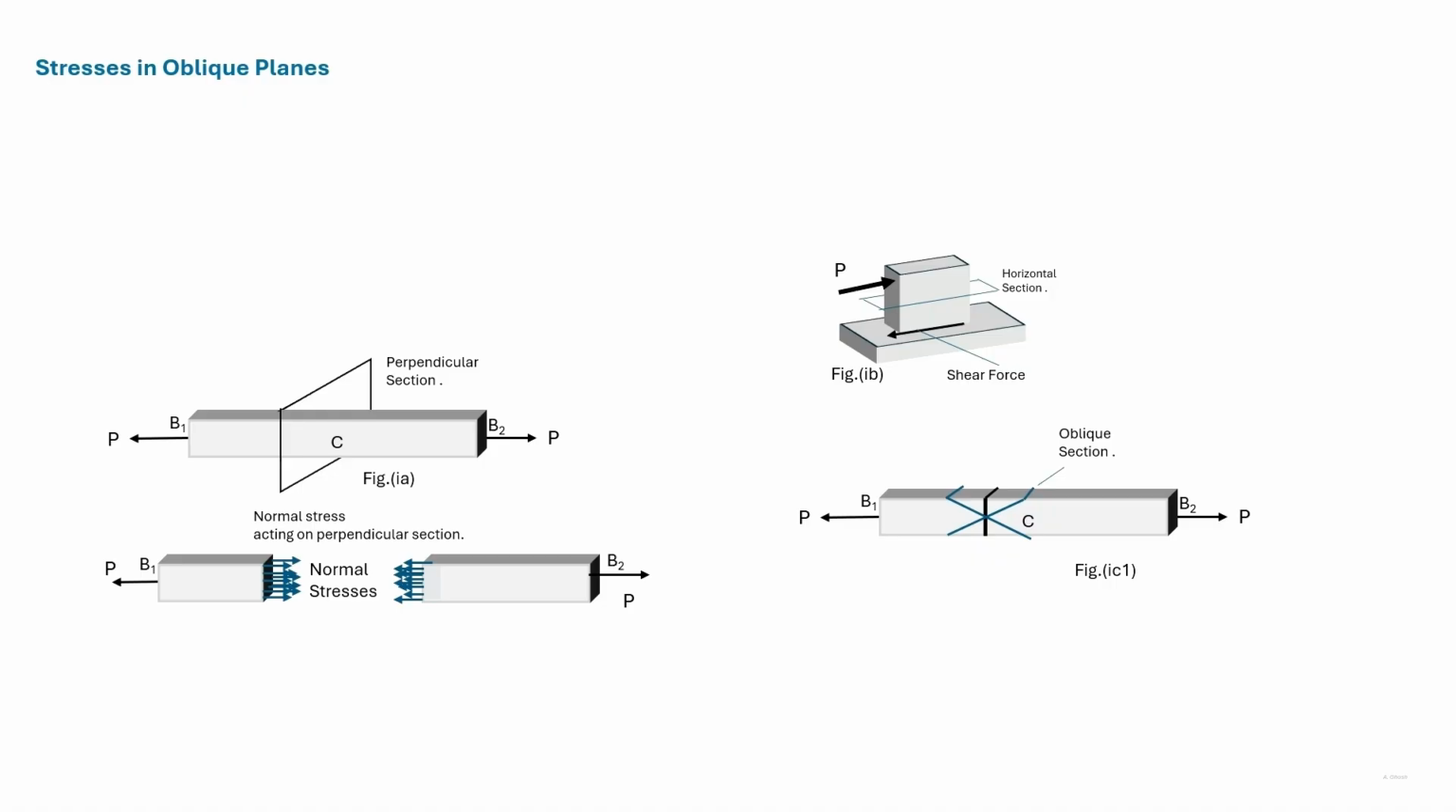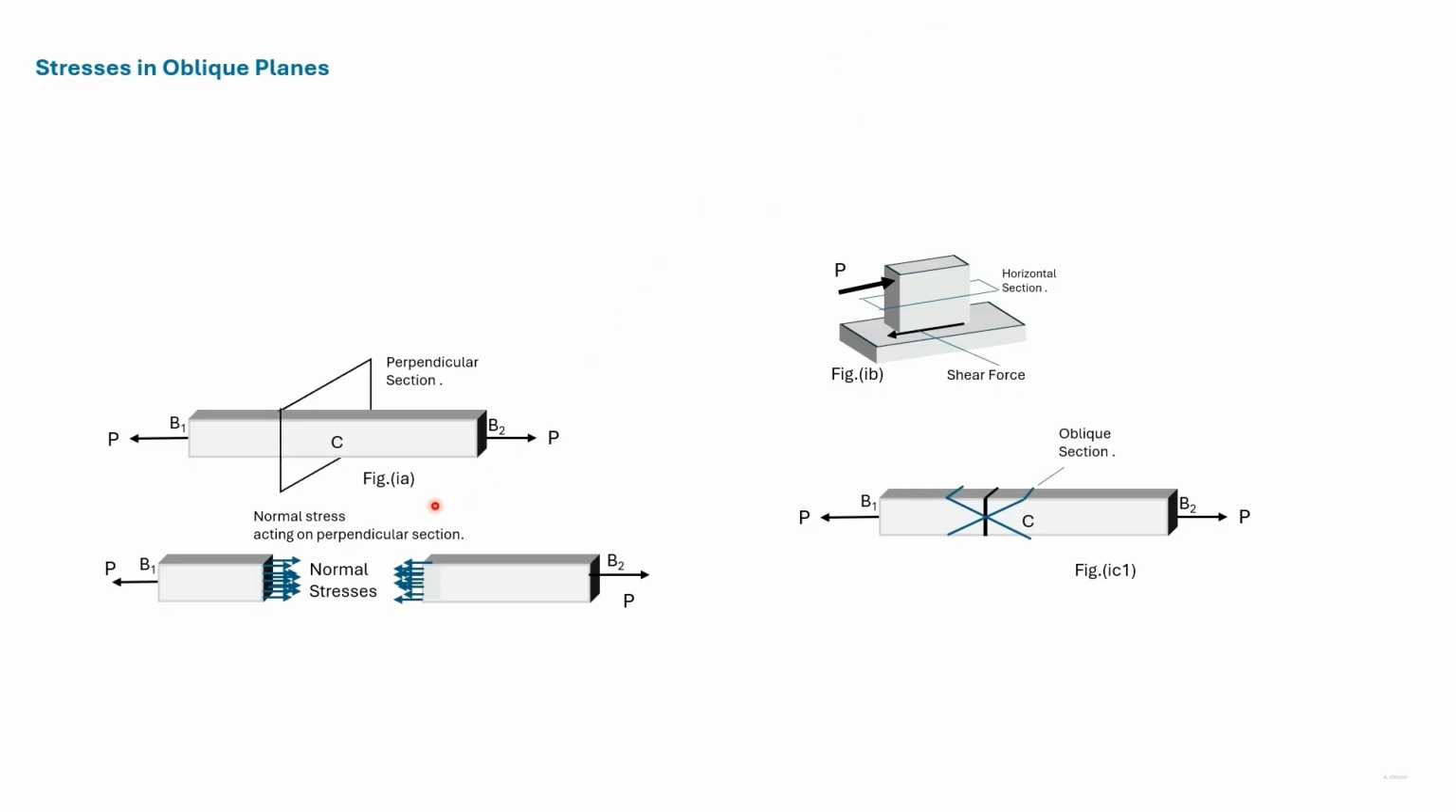We earlier considered cases where a bar was subjected to normal stress only, or a bolt was subjected to shear stresses only. So with structural components, we have considered either normal stress only or shear stress only. Here we'll be looking at cases where both normal and shear stress act at the same time.